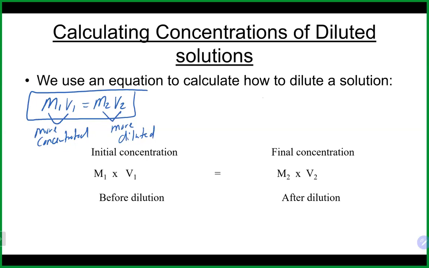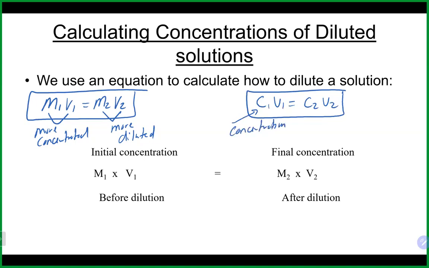Some people will use C1V1 equals C2V2, and C is just generic for concentration. What I mean by that is you really could put into this formula any of those units of concentration we talked about, like percent mass/mass, percent volume/volume. You could do any of those concentration units. But once again, molarity is really the most common unit that is used.